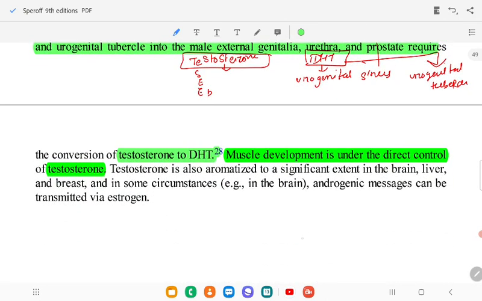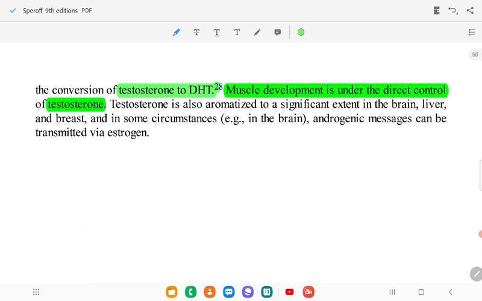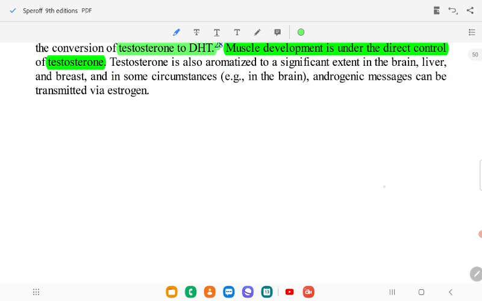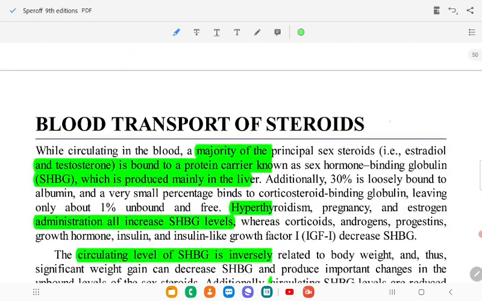Muscle development is under the direct control of testosterone. Testosterone also aromatizes to a significant extent in the brain, liver, and breast, in some cases transformed into estrogen. Okay, the blood transfer of the steroid.